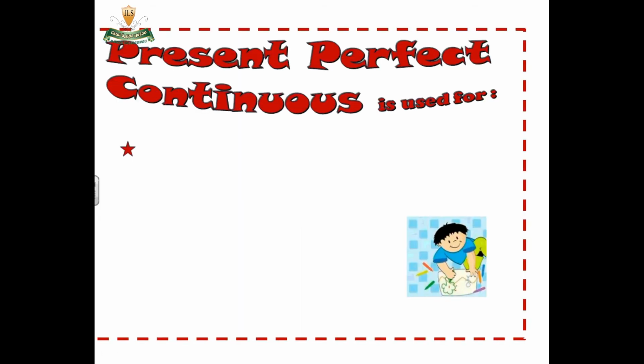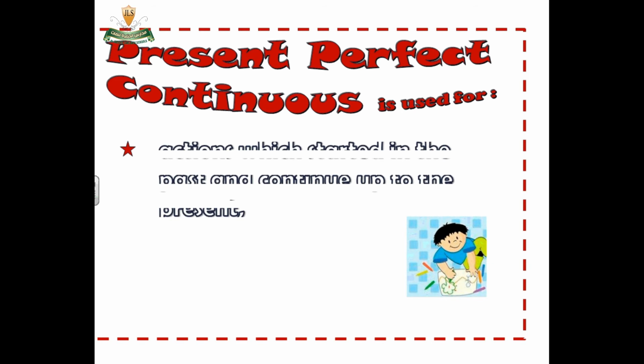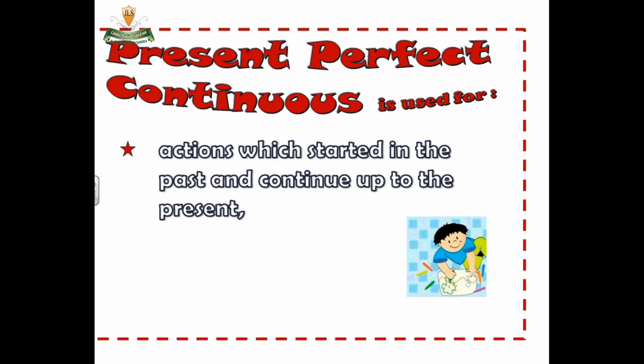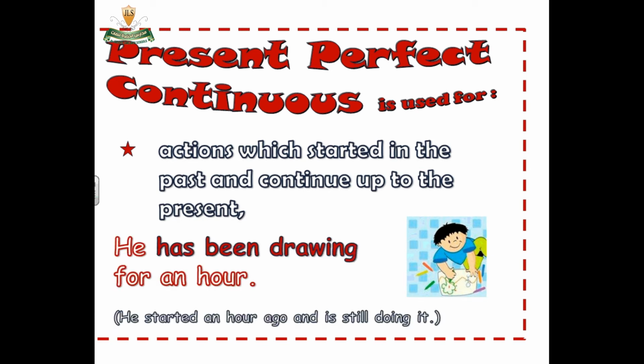Now let's see the present perfect continuous tense. When do we use it? Action which started in the past and continues up to the present. For example, he has been drawing for an hour. He started an hour ago and is still doing it. See the difference? He started an hour ago and he's still doing it.